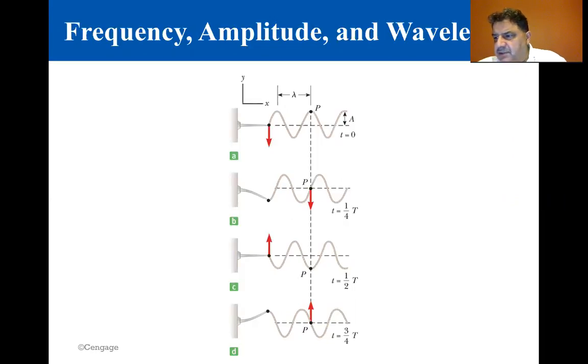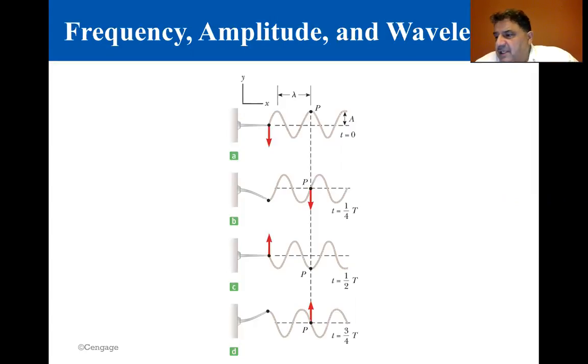Note that each small segment of the string, such as P, oscillates vertically in the y direction with simple harmonic motion. That must be the case because each segment follows the simple harmonic motion of the blade. That means we can treat every segment of the string as a simple harmonic oscillator vibrating with the same frequency as the blade that drives the string.